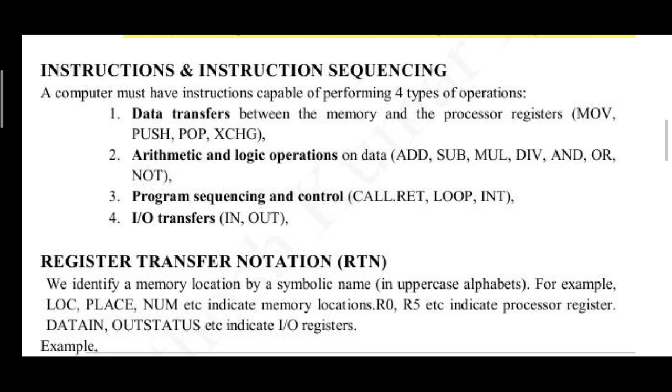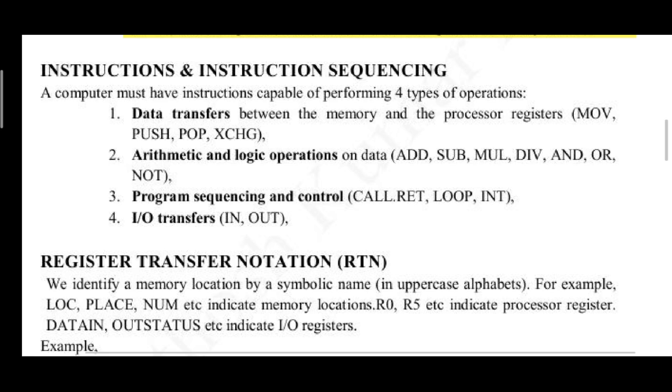Okay, there are four types of operations an instruction is capable of performing. The four types of operations are: first one is data transfer operation, second one is ALU or arithmetic and logical operations, then program sequencing and control, the third type, and the fourth type is input output transfer. In case of data transfer, data transferring is normally done between the memory and processor register. It is done between memory and processor register. Memory is a separate module, and processor registers come under the processor module. So data transferring between them is called the data transfer operation.